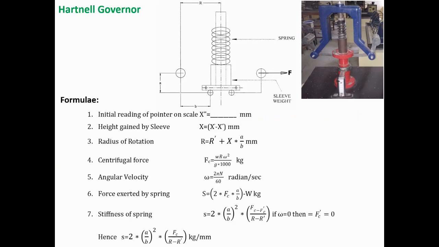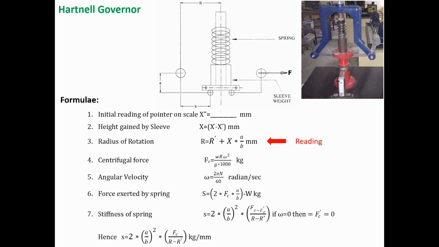In this slide, the Hartnell governor experimental setup is described. Here, a schematic diagram of the Hartnell governor is presented, as well as its photograph. For this experimental setup, the following formulas will be used: initial reading of pointer on the scale, height gained by the slip, radius of rotation, centrifugal force, angular velocity, force exerted by the spring and stiffness of the spring. These need to be calculated.